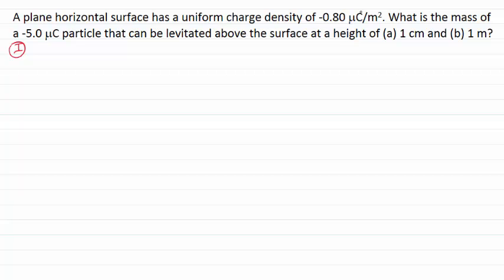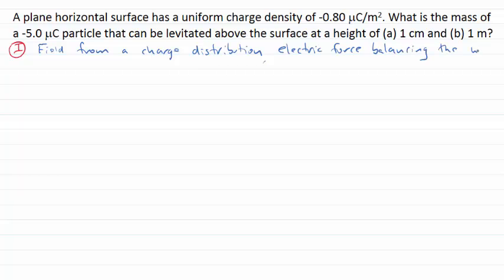So this is going to involve an understanding of the field from a charge distribution, in this case a plane charge distribution. Further, the question is going to involve understanding the electric force balancing the weight force. That's what we really mean by levitation here.